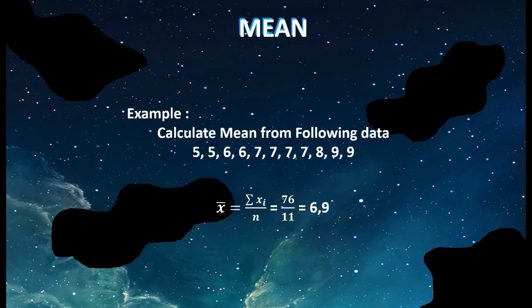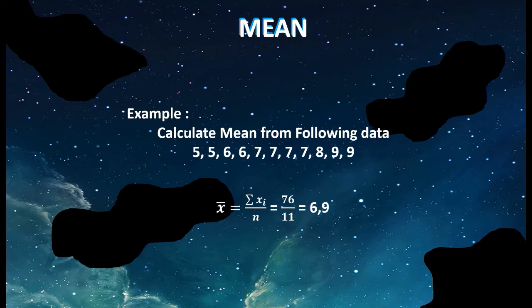Calculate the mean from the following data: 5, 5, 6, 6, 7, 7, 7, 7, 8, 9, and 9. So we divide the sum of the data by the number of the data, because we know the sum of the data is 76, and we know the number of the data is 11. So 76 over 11 is 6.9.